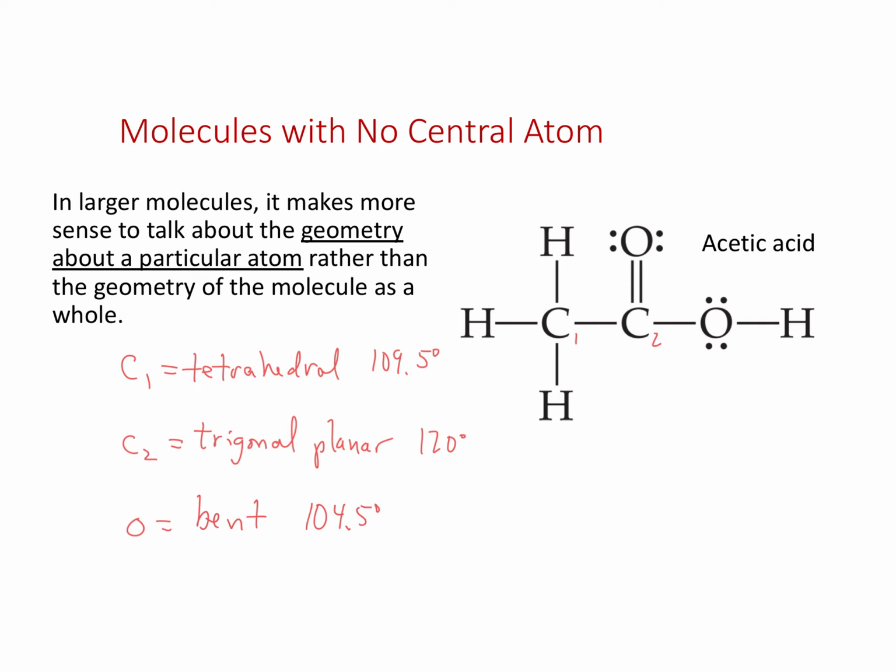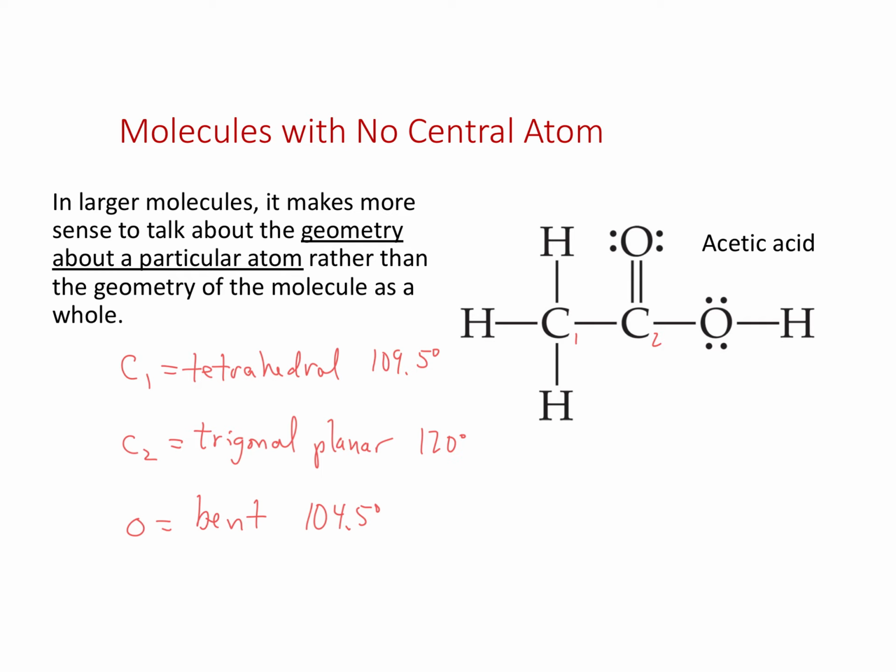So that's how you would figure out the geometry in a larger molecule. You do the same steps. Identify an atom that you're curious about the geometry of, and then determine how many electron domains are around that central atom. And then after you've done that, of those electron domains, how many are bonding, how many are non-bonding, and what molecular geometry does that place you in?